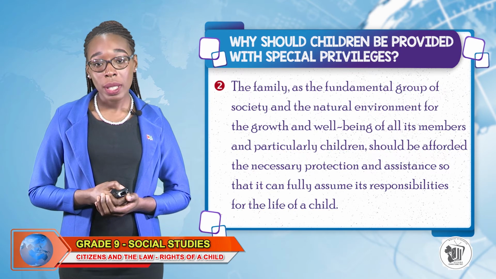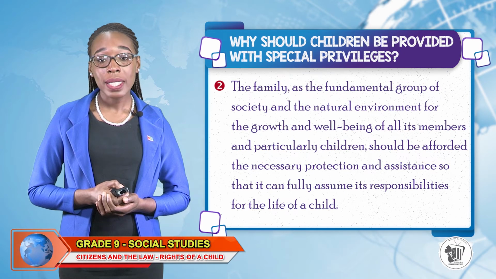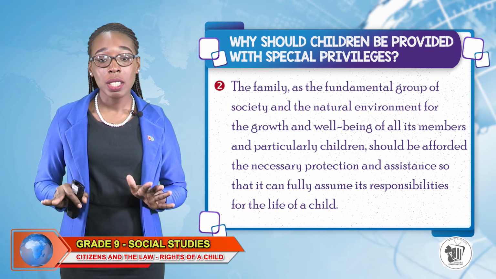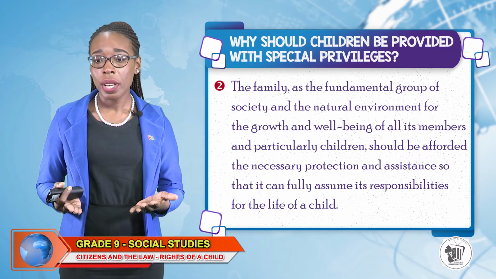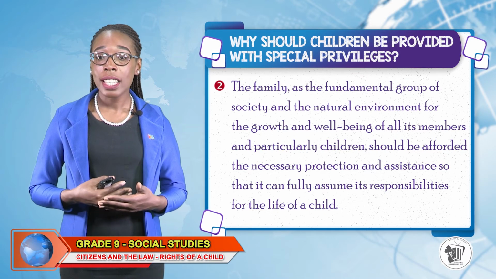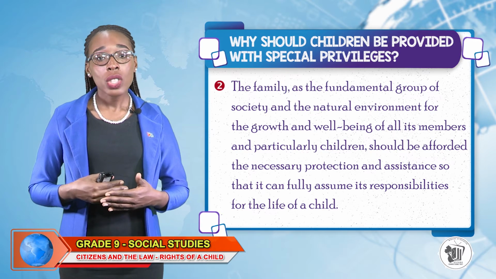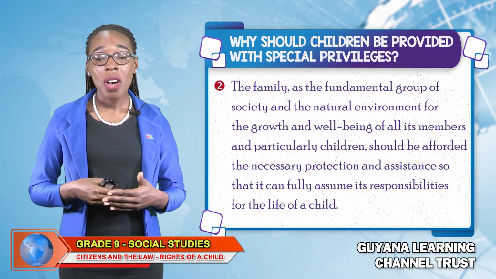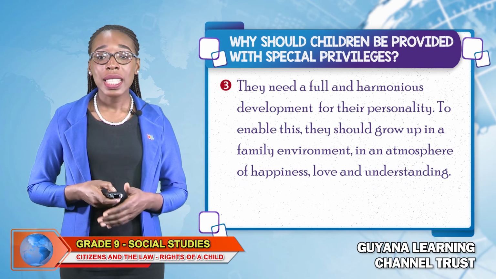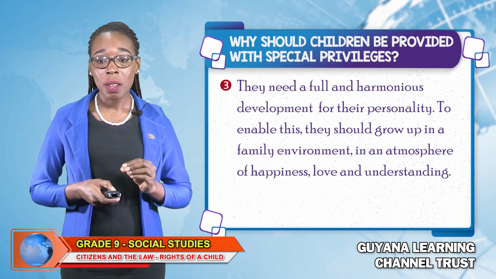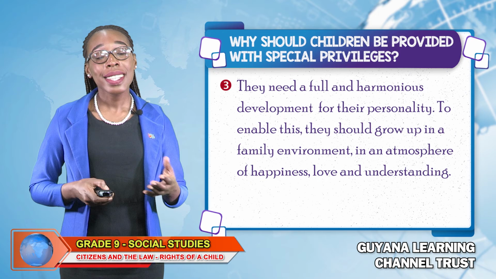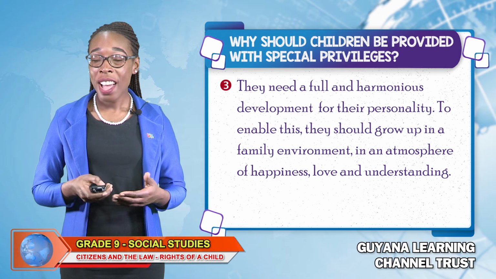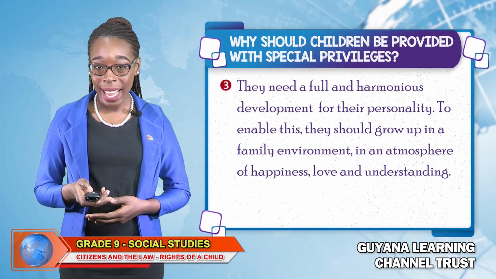Two, the family, as the fundamental group of society and the natural environment for the growth and well-being of all its members, and particularly children, should be afforded the necessary protection and assistance so that it can fully assume its responsibilities for the life of a child. Three, they need a full and harmonious development of their personality. To enable this, they should grow up in a family environment, in an atmosphere of happiness, love, and understanding.